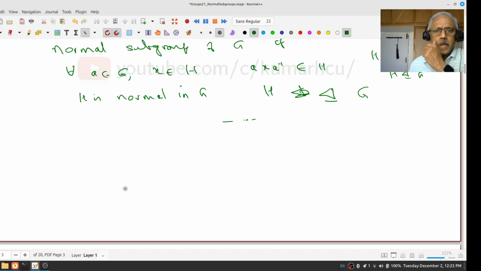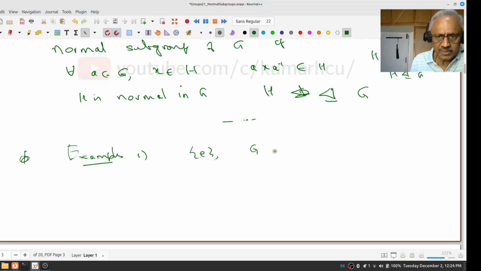Let us just quickly look at the fact that not all subgroups are normal by looking at, okay, let's look at first examples. Example 1, the identity group and G, they are normal subgroups. This is very trivial, right?